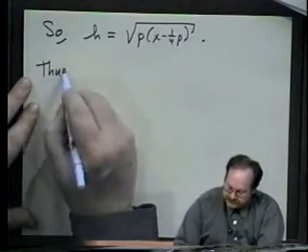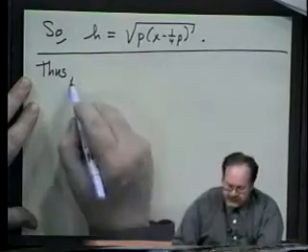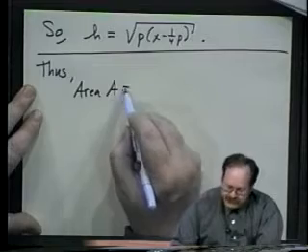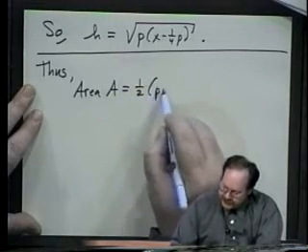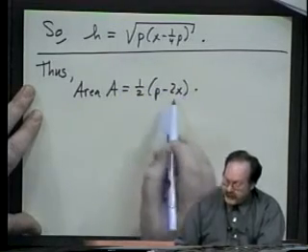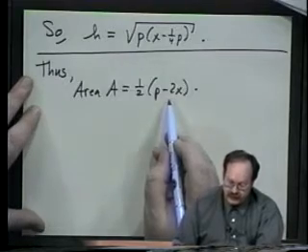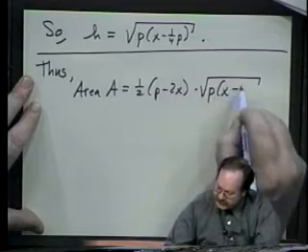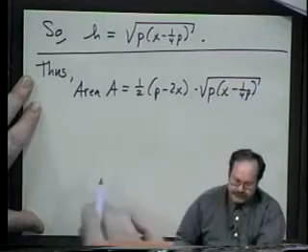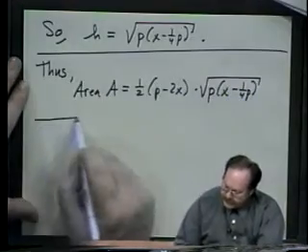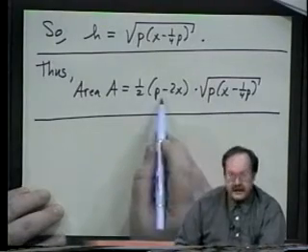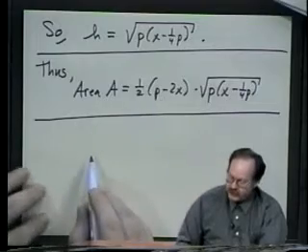Thus, now that we have h, we can finally write the area. We can write area A is equal to 1/2 (P minus 2x). That was the 1/2 base that I had in there earlier. And now I can put in the h: the square root of P times (x minus 1/4 P). Okay, that is the area A in terms of x and the constant P. All right.